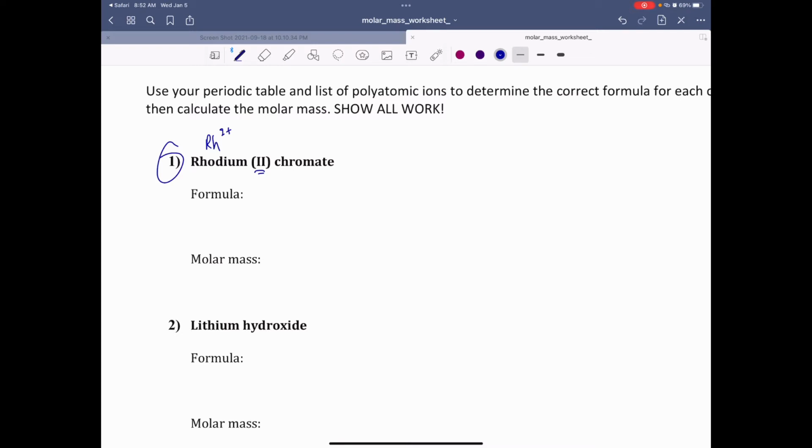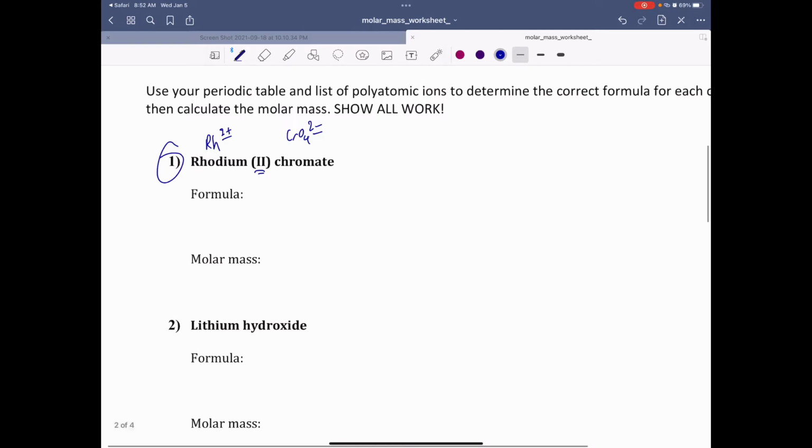And when you find chromate, there it is. It says CrO4 with a 2- charge. So that's the first step you've got to do, is figure out what the symbols are and what the charges are. This one I got from the periodic table. This one I got from my list of polyatomic ions. Now we've got to do the game of balancing the charges.